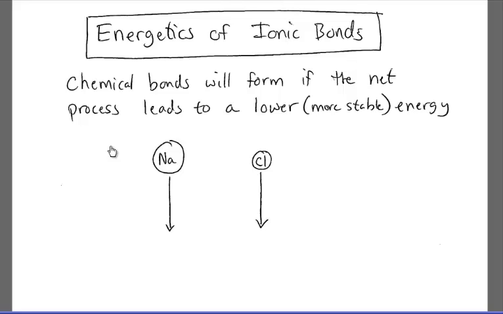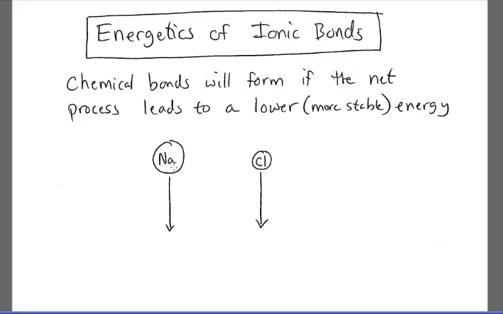Let's talk in a little bit of detail about the energetics of forming ionic bonds. We're going to use sodium chloride as our example. Basically, chemical bonds will form if you produce a more stable, meaning lower energy, system by making that bond. So we're going to talk about sodium chloride.